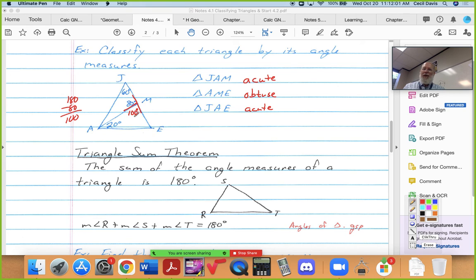But so if we do this, 100 plus 20 is 120. From 180 leaves 60. And 60 plus 80 from 180 leaves 40. So how much is this whole angle at A? 60. That's 60. So it's acute and it's also equiangular. And people frequently want to say equal angular. It's equiangular. There's only one L in it.